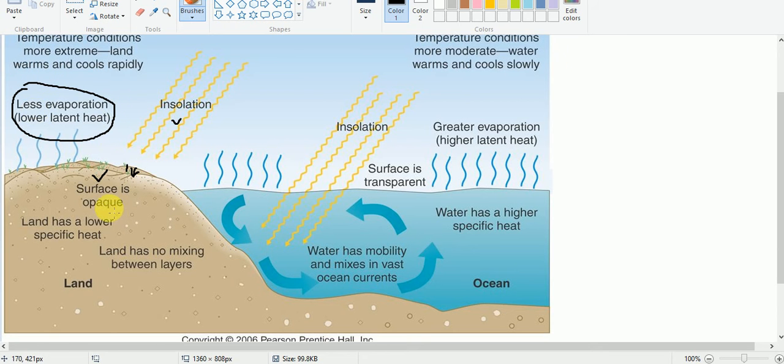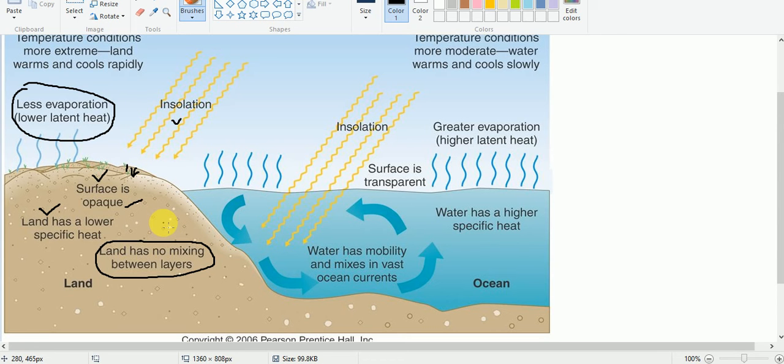One more thing is that since land is opaque, sunlight cannot pass through, and land has no mixing between the layers. It is not mobile like water. At the same time, land has a lower specific heat. What do you mean by specific heat?